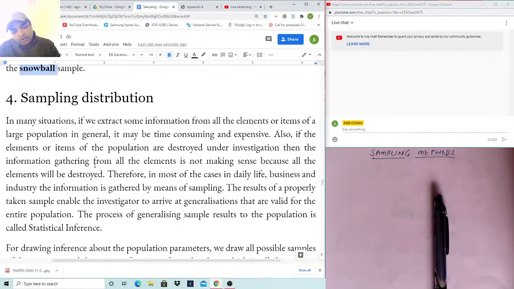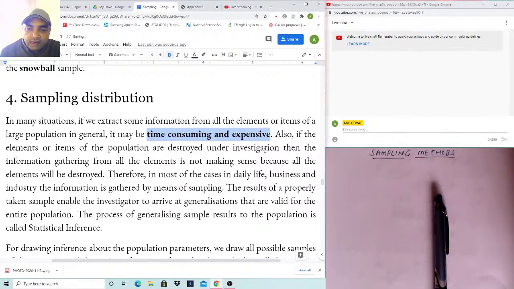Because in a population you are drawing the sample, and when you draw the sample using the probability sampling method, every individual has an equal chance of getting selected. So this time the individual who got selected may not be selected next time in the sample. Let us see what happens in that scenario. In many situations, extracting some information from all the elements or items of a large population in general may be very time consuming and expensive, right? So if we go about the whole population, we know that it is very time consuming and expensive.